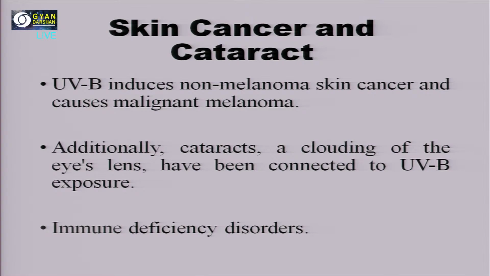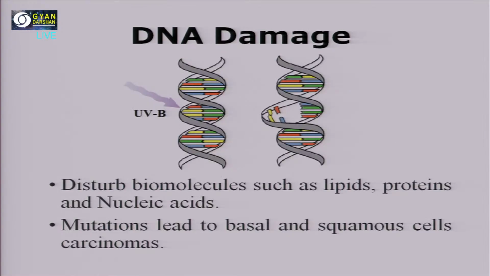Skin cancer and cataract. So the UVB can induce melanoma, the skin cancers, malignant melanoma, immune deficiency disorders, and also clouding of the eyelids due to cataract has been observed. DNA damage as the nucleic acids.